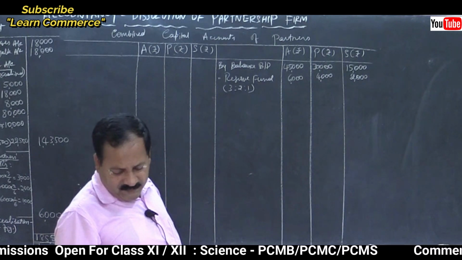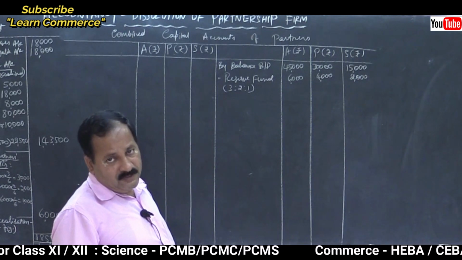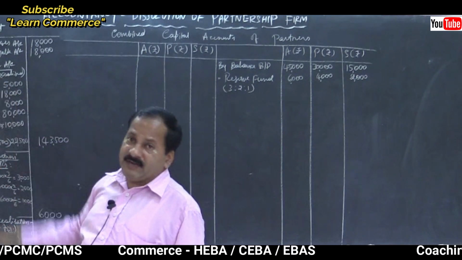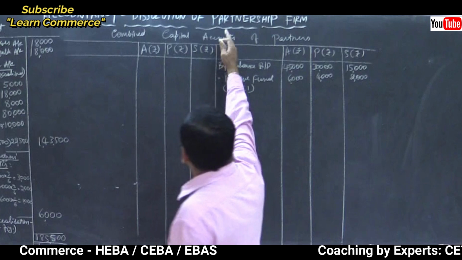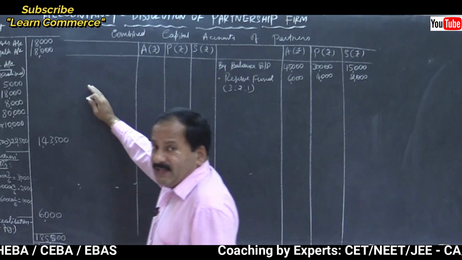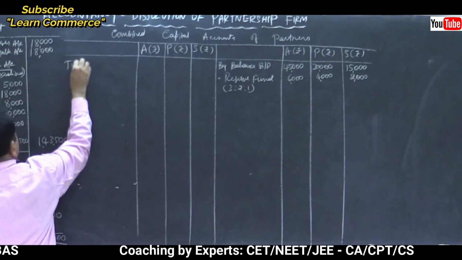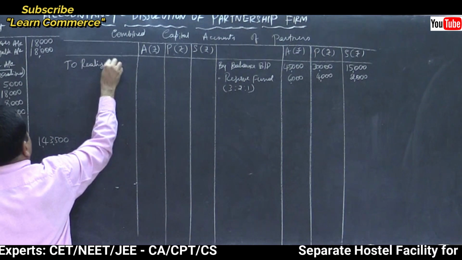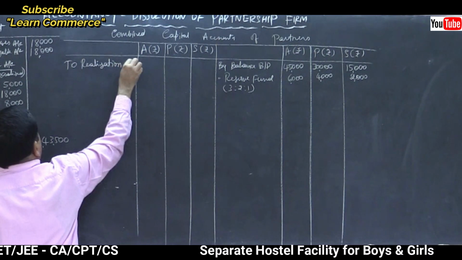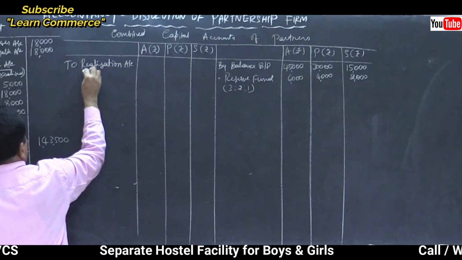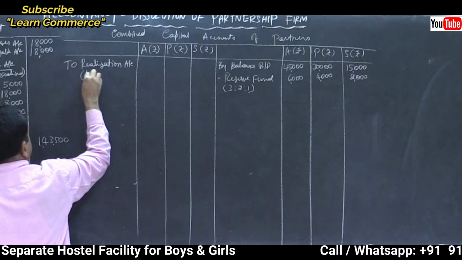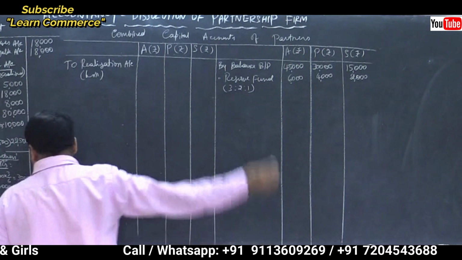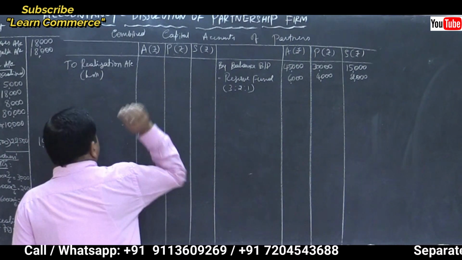Are there any other things to be credited? No. Because there is a loss on realization, all partners' capital accounts are debtor to realization account. So to realization account, loss. If there is profit on realization, it will appear on the credit side, right? Here it is loss. How much? 6,000. So 3, 2 and 1.